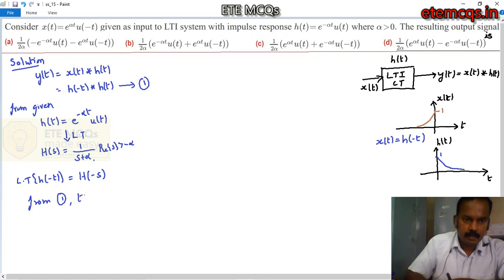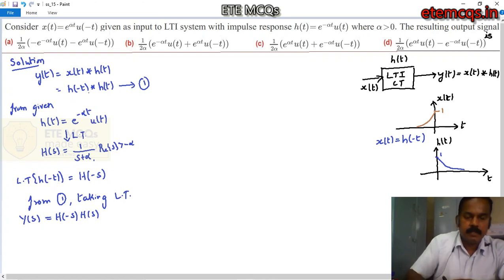From 1, applying the Laplace transform to equation number 1, y of t becomes Y of s, which is equal to H of minus s, the transform of h of minus t, and H of s, the transform of h of t. So it is H of s into H of minus s. So that is your Y of s. Finally, we can take the inverse Laplace transform so that we will get the output y of t.